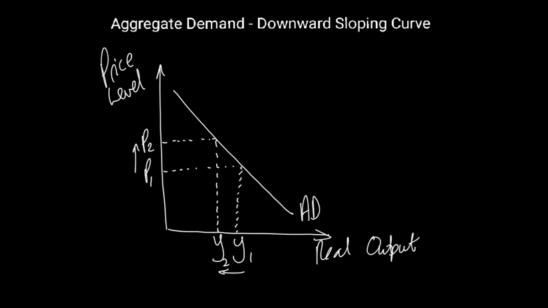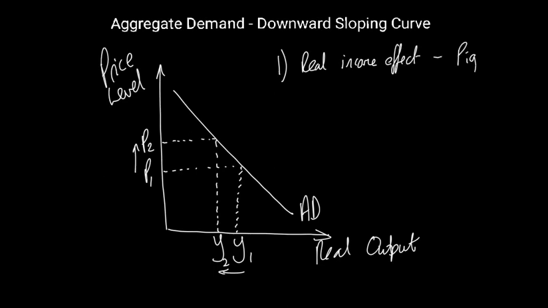Now, there are three reasons why this curve slopes downwards. Some of these are a little bit advanced for this stage in the course. They will make more sense, hopefully, if you watch this video again towards the end of your course. So I'm just going to go through them very briefly. The first of these ideas is what we can call the real income effect, or it's sometimes called the wealth effect as well.